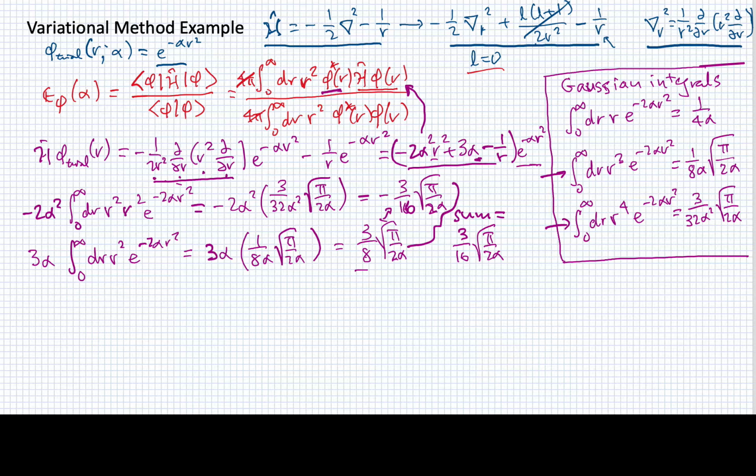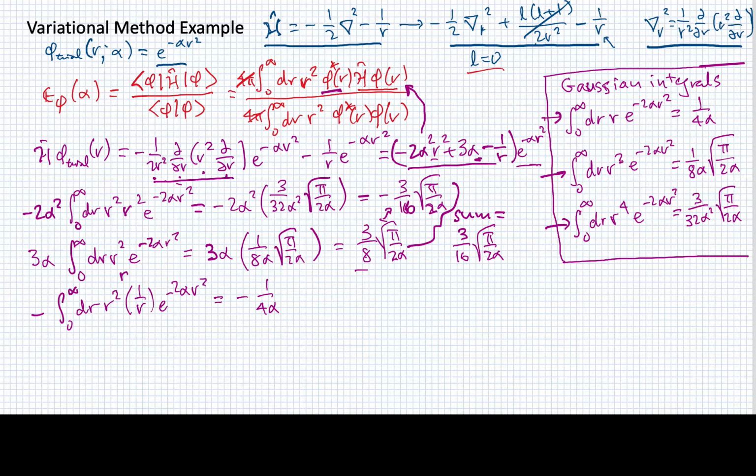All right, lastly, I'm going to have the Coulomb term, which is minus 1 over r, so I'll have a minus integral dr r squared 1 over r e to the minus 2 alpha r squared. The 1 over r and the r squared combine to make an r, which is this integral up here, so this will just be equal to minus 1 over 4 alpha.